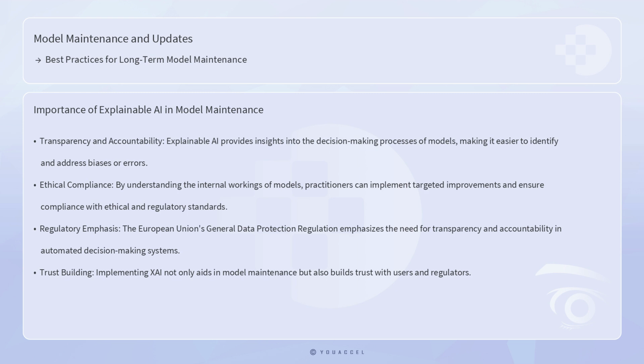Furthermore, the adoption of explainable AI methodologies is becoming increasingly important in model maintenance. Explainable AI provides insights into the decision-making processes of models, making it easier to identify and address biases or errors. By understanding the internal workings of models, practitioners can implement targeted improvements and ensure compliance with ethical and regulatory standards. The European Union's General Data Protection Regulation, for example, emphasizes the need for transparency and accountability in automated decision-making systems. Implementing XAI not only aids in model maintenance, but also builds trust with users and regulators.